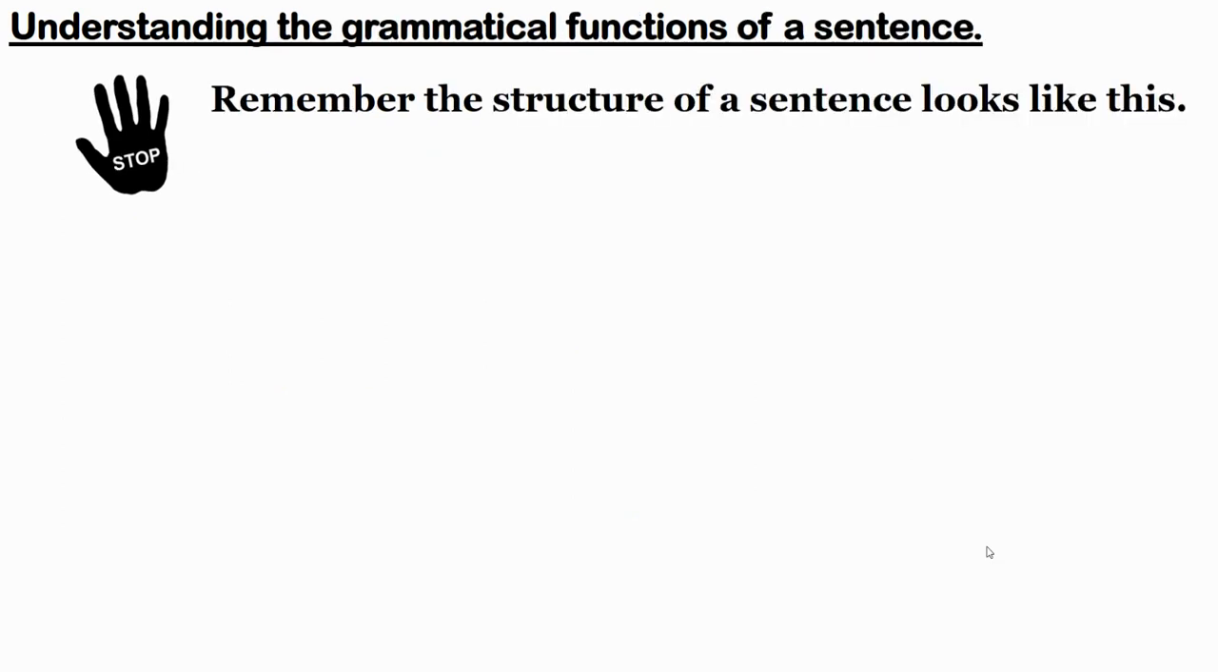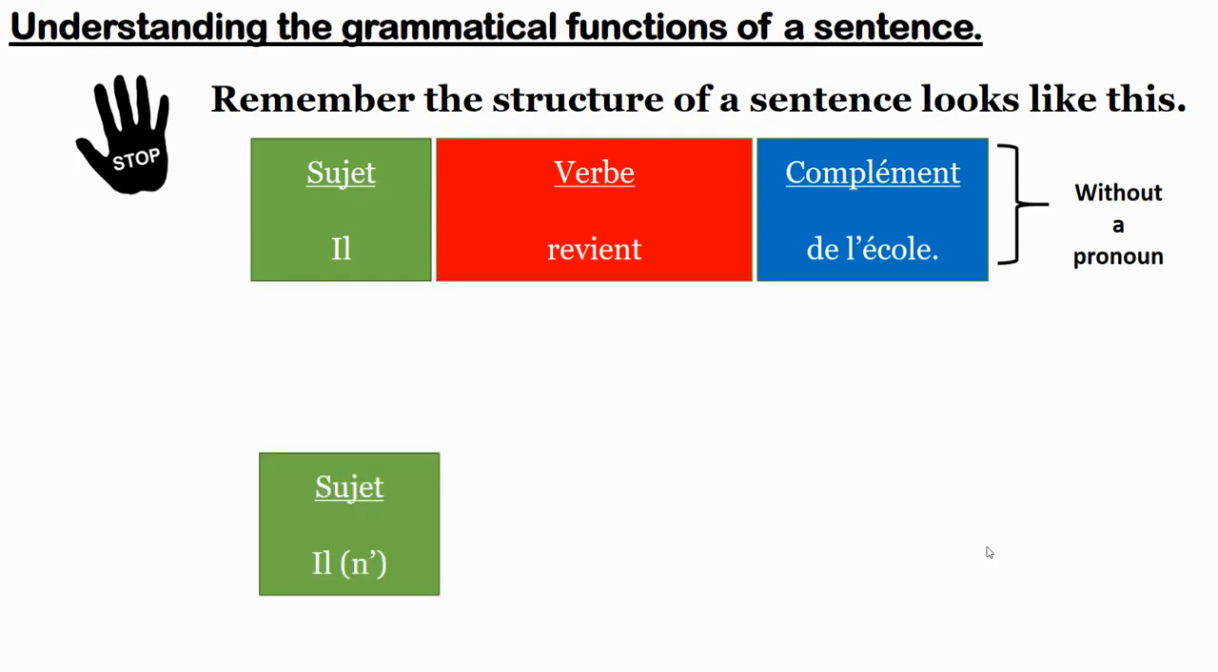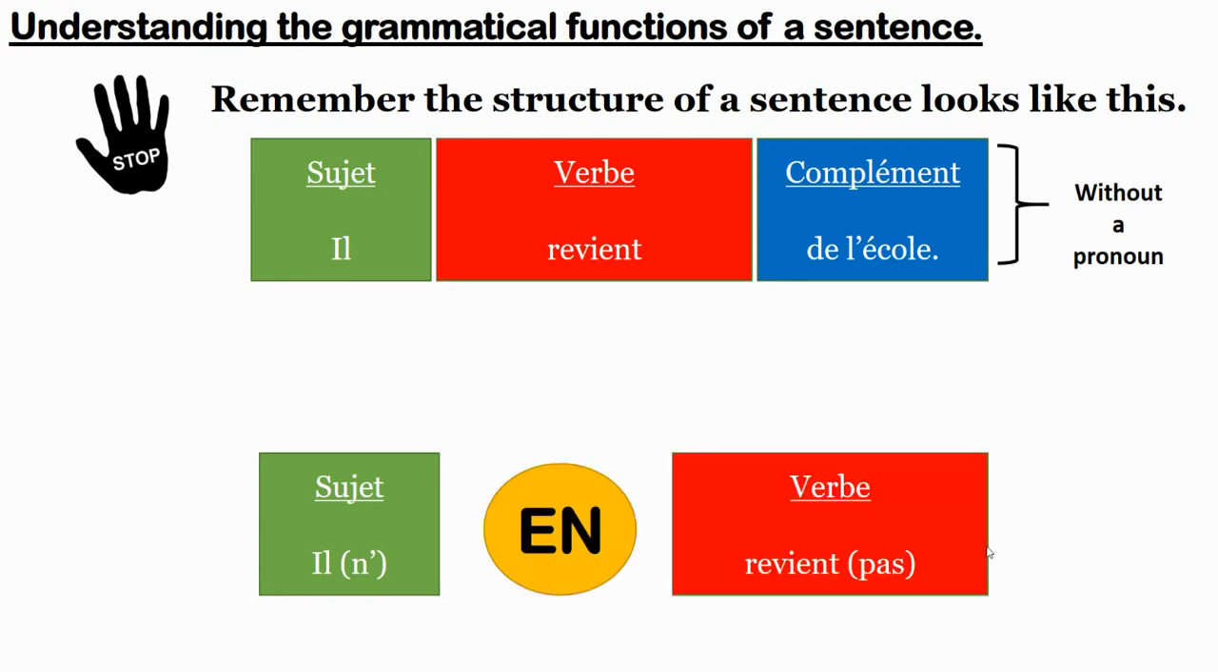So remember, the structure of a sentence looks like this. We have a subject, we have a verb, and we have a complément. For example, il revient de l'école. He is coming back from school. This sentence doesn't have any pronoun in it. Now, if I want to say the same sentence using a pronoun, it's going to look like this. Le sujet, il, and your pronoun comes right after il, en, and the verb revient. Il en revient, ou il n'en revient pas, and that's your sentence with a pronoun.